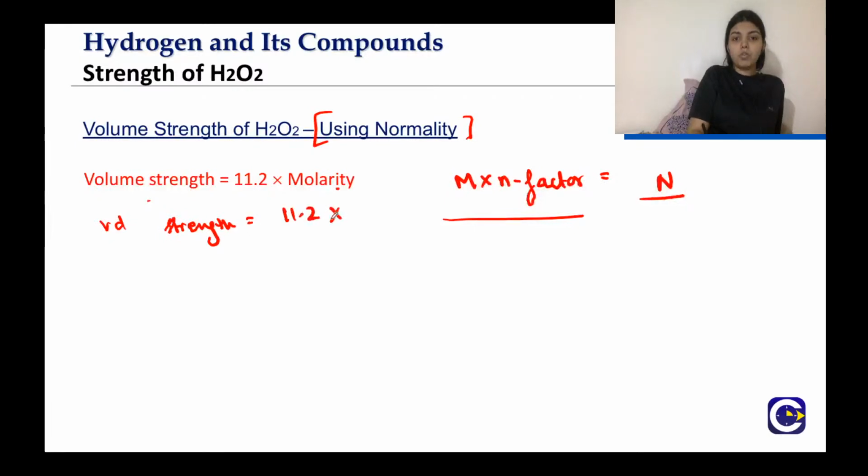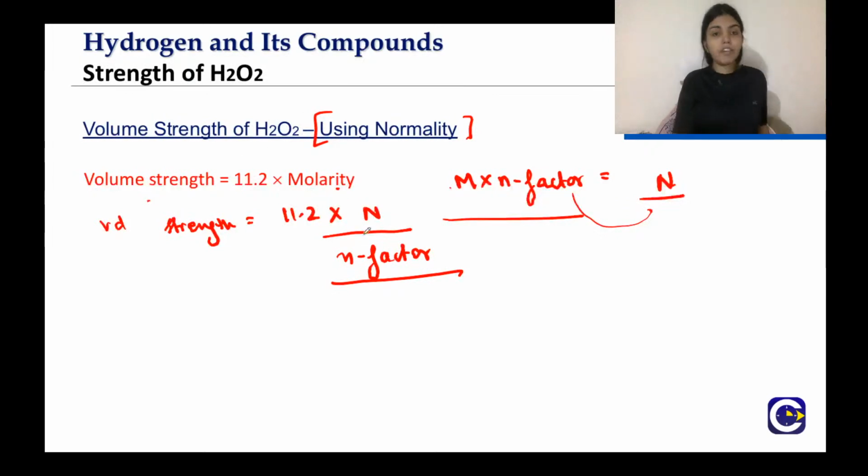11.2 into what is molarity? Normality divided by n factor. So this will be normality divided by n factor. Now the purpose is to find out what? The n factor of peroxide. So we know that for ionic compounds, how do we find out the n factor? So it will be what?